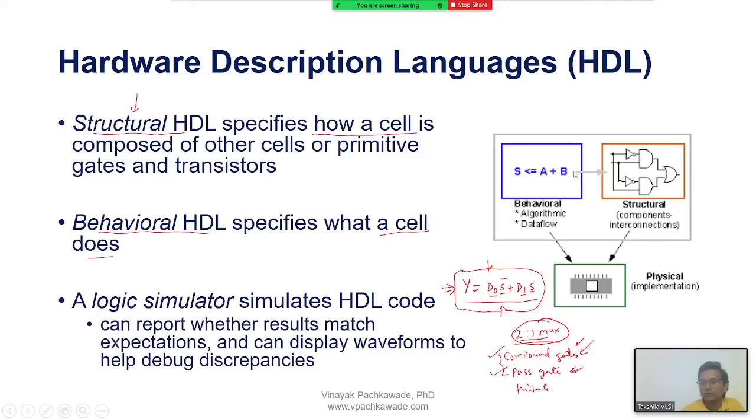Here in the block diagram, as you see, behavioral means it's just a Boolean expression, and structural means we are telling what components to be used. We are defining in the code what components to be used and how they are interconnected to implement that, and both will implement your physical mask implementation.